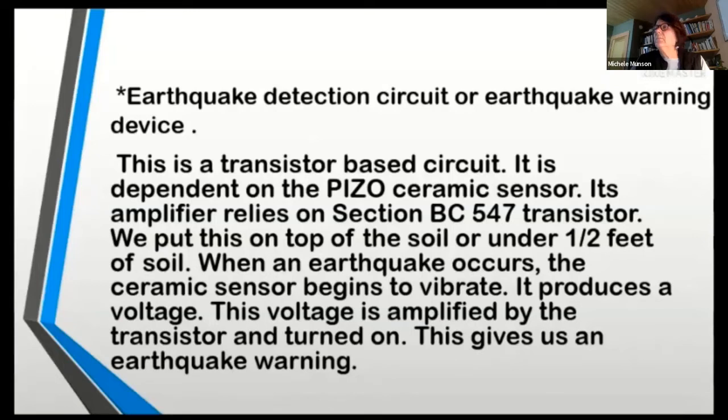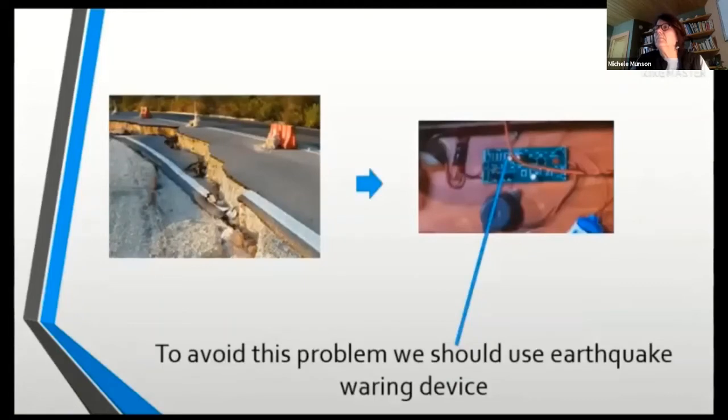When an earthquake occurs, the ceramic sensor begins to vibrate. It produces a voltage. This voltage is amplified by the transistor and the buzzer turns on. This gives us the earthquake warning.